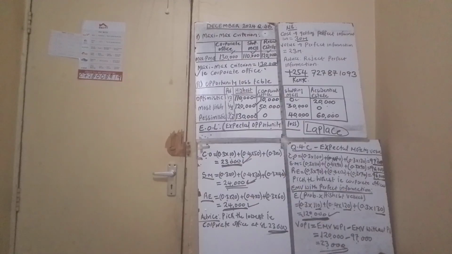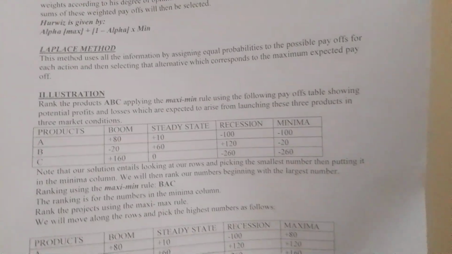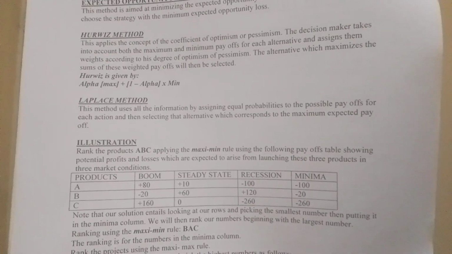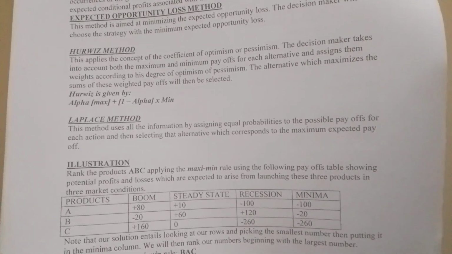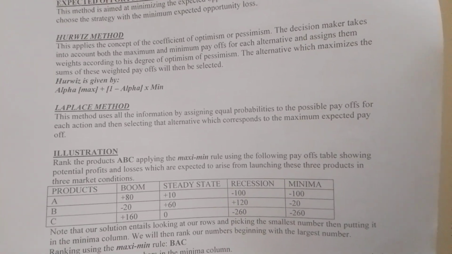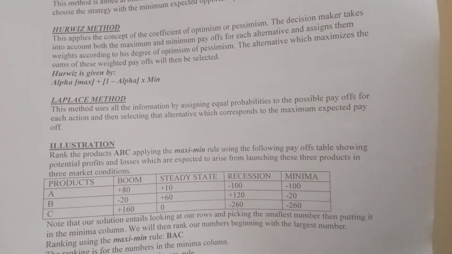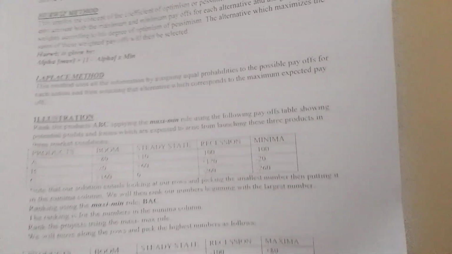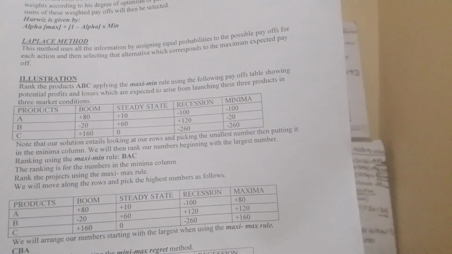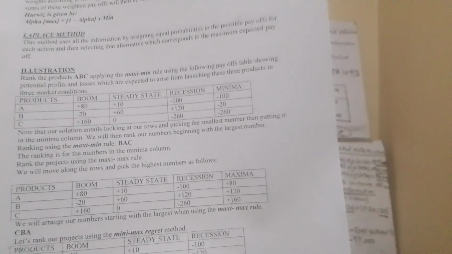Now lastly, I remind you about these methods and their computations. I'll give you some examples to start. Just to remind you, those examples show the formula that you use: alpha times maximum plus 1 minus alpha times minimum. The illustration is there. The first illustration is for max min.